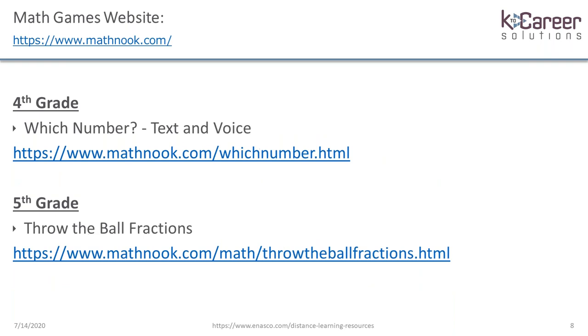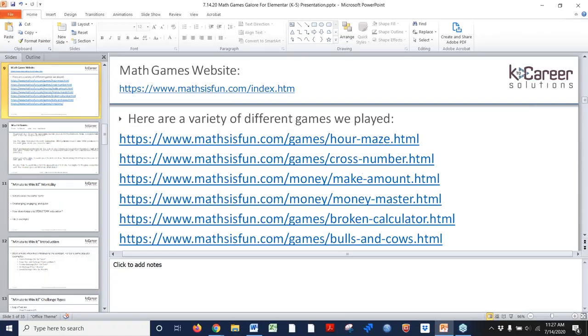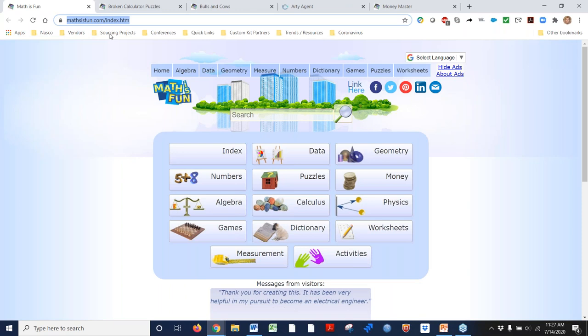So the next one that we're going to be able to use right now is Math is Fun. I thought it was kind of a nice, interactive puzzles site. I'm a big believer in problem solving and using critical thinking. So Math is Fun, this is the main website that you'd have here, broken up into different areas. You can search the different games. So what we're going to be using is Broken Calculator.